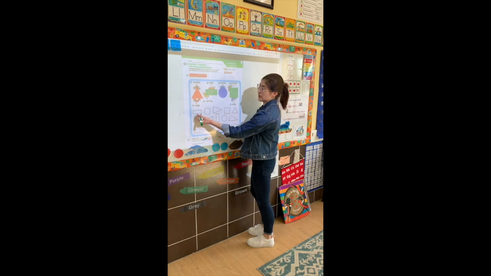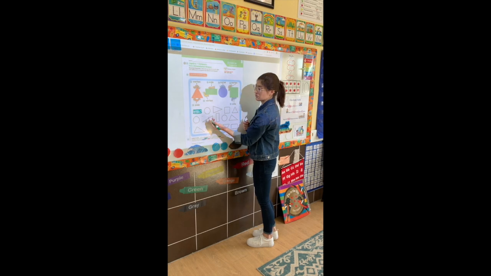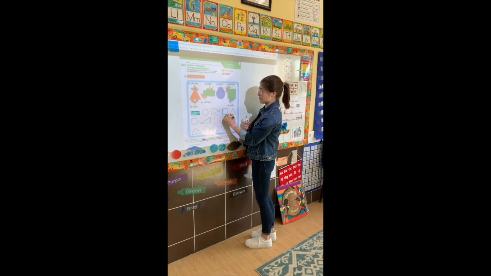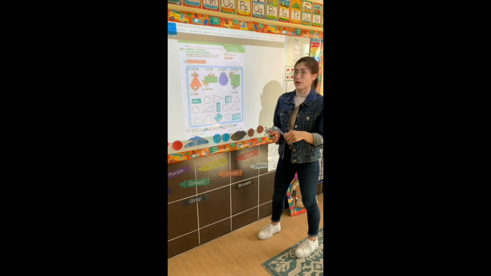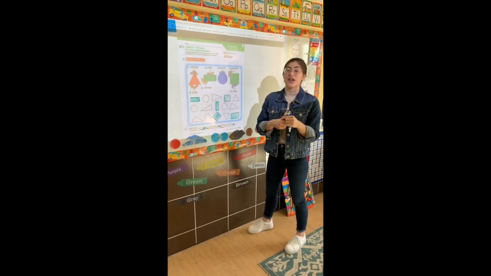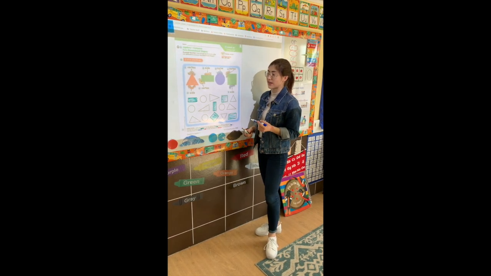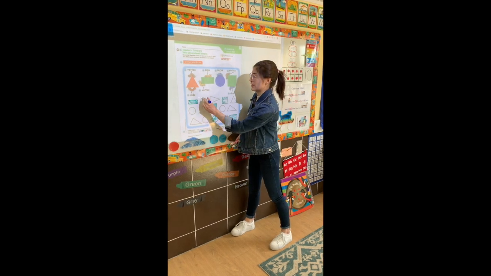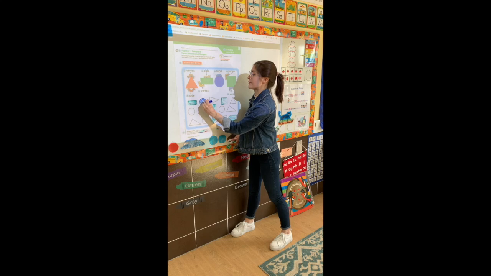So let's see. We have this one. This one? No. This one? No. This one? Oh, now we're going to take a blue. Can you find a blue? And any shape that has a curved line, we're going to color blue. So what do you think? I'll do one for you. I see a shape that has a curved line. This one. Circles have curved lines.